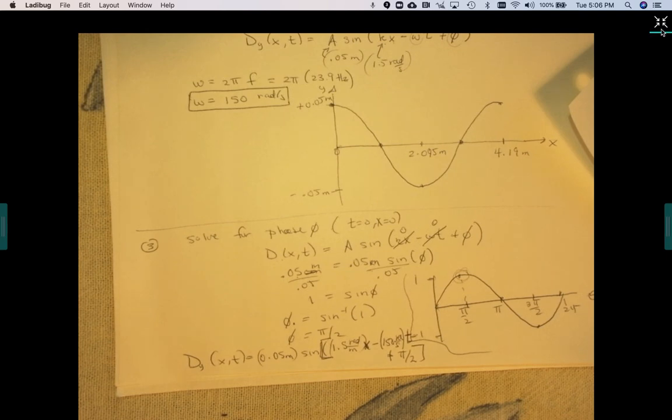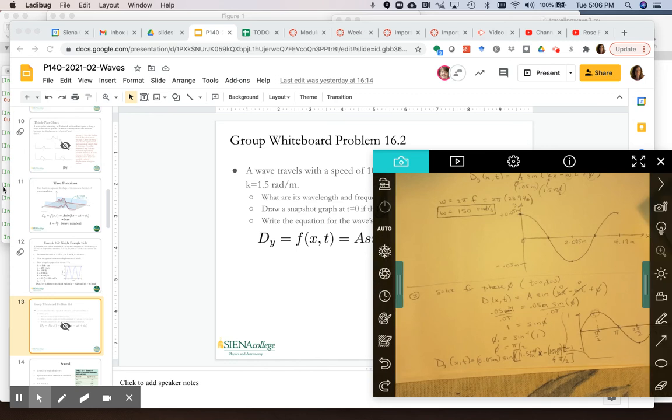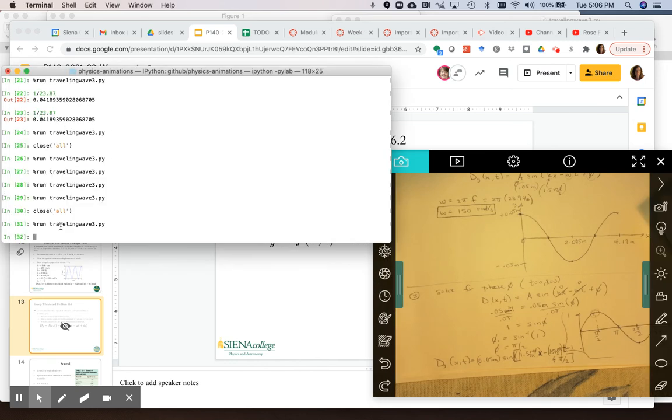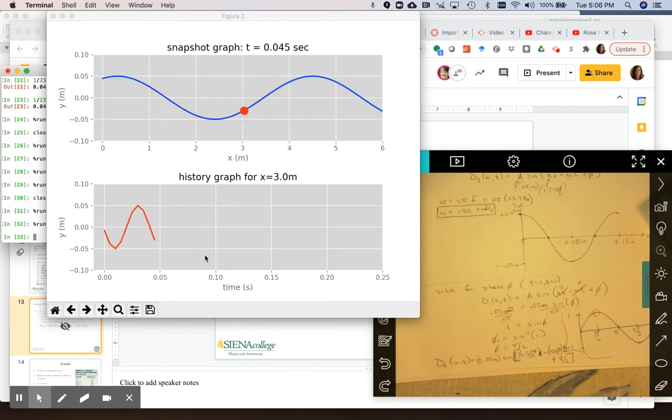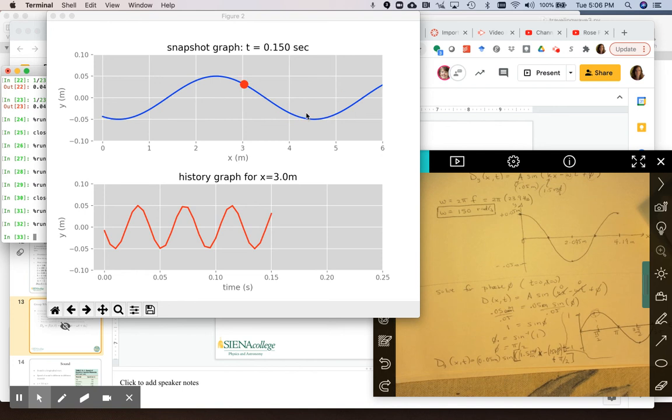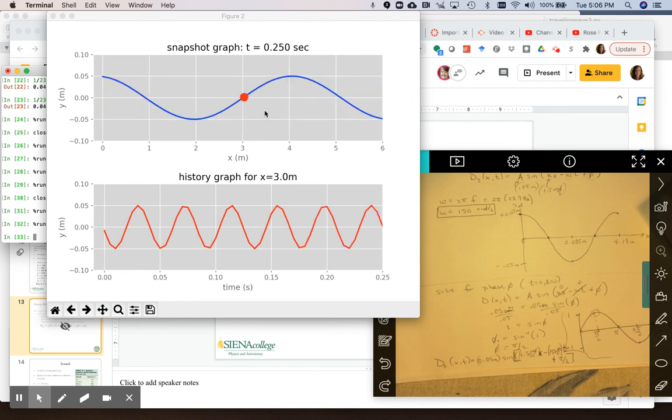Let me just show you quickly. I threw together a simulation to animate that so you can see what these waves look like. On the top, we're seeing the wave oscillating. It's not just a pulse like we've seen before. This is a wave that's continuous through space, oscillating back and forth. We're also showing what a history graph looks like for this position, at 3 meters.